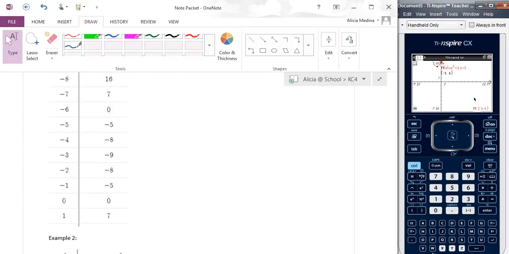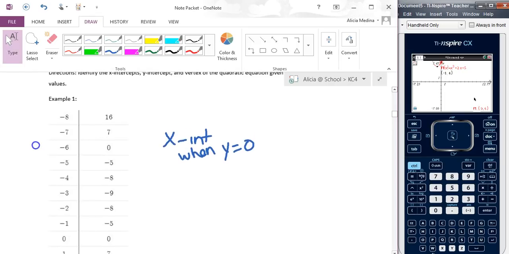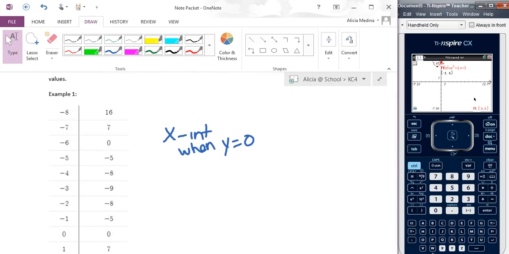So x-intercept is whenever my y is equal to 0. So just to write that out for ourselves, x-intercept, this is when y equals 0. So looking at our table here, our y is going to be our second column. So this is my x, this is my y. In order to find my x-intercept, I have to find wherever my y is equal to 0.